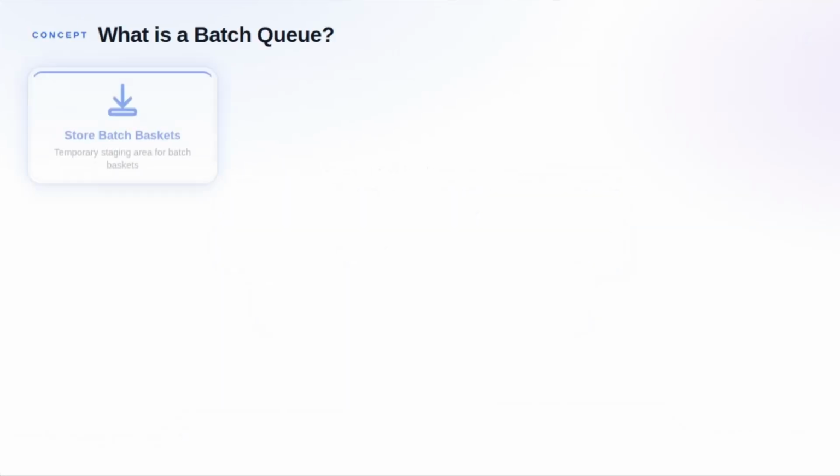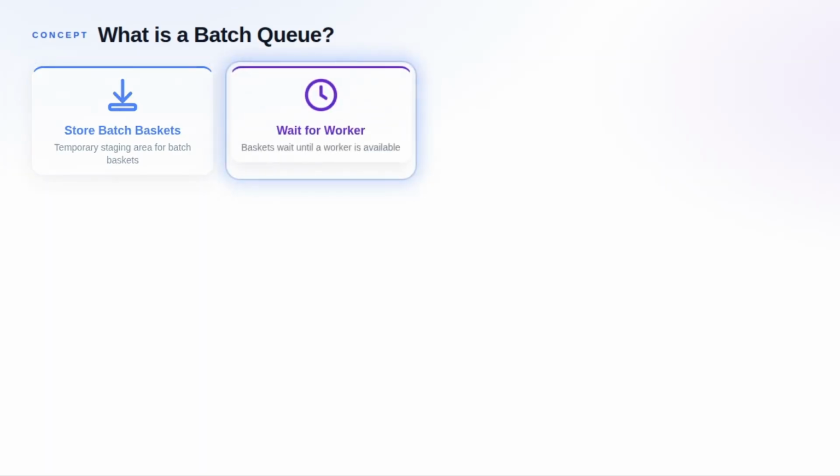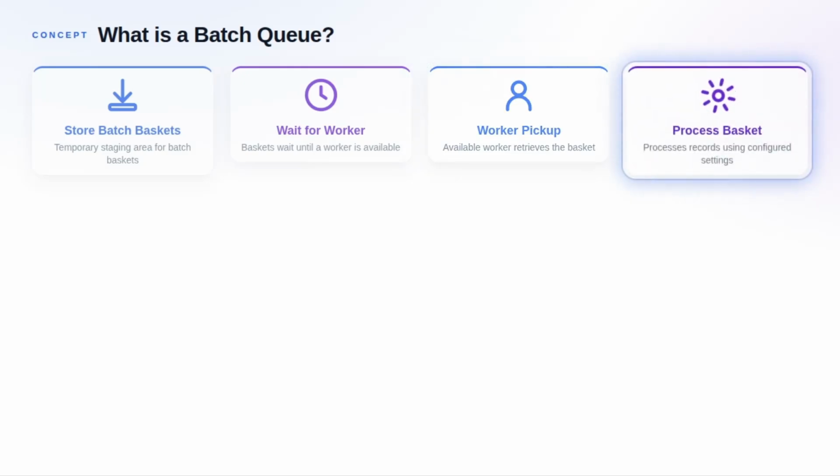What is a batch queue? A batch queue is a temporary staging area that stores batch baskets before they are processed. When a new batch basket is created, it is added to the appropriate queue rather than being processed immediately. The basket remains in the queue until a worker becomes available. Once a worker is assigned, it retrieves the basket from the queue and processes it according to the configured execution settings. This queue-based approach helps prevent system overload while allowing baskets to be processed efficiently.